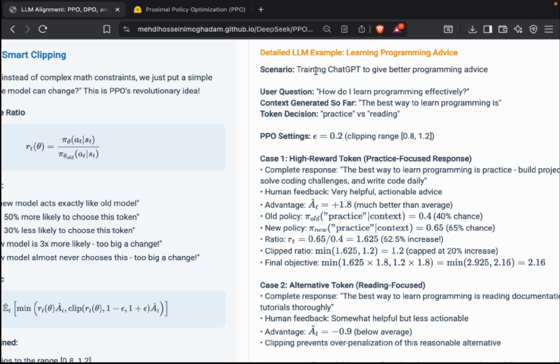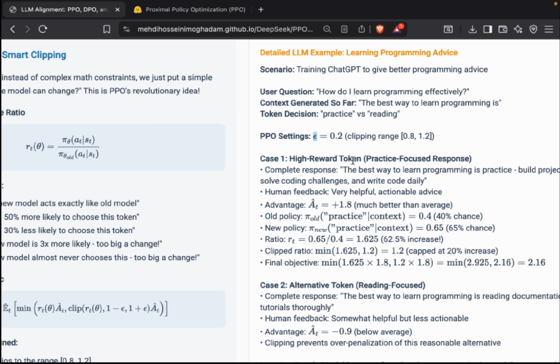The scenario: again, training ChatGPT to give better programming advice. The user question is, how do I learn programming? How can I learn it effectively? The context generated so far is "the best way to learn programming is", and the next token decision is "practice" or "reading". Technically, practice could be a better choice. So in the PPO setting, imagine that we set epsilon to 0.2. So the clipping range would be 0.8 to 1.2.